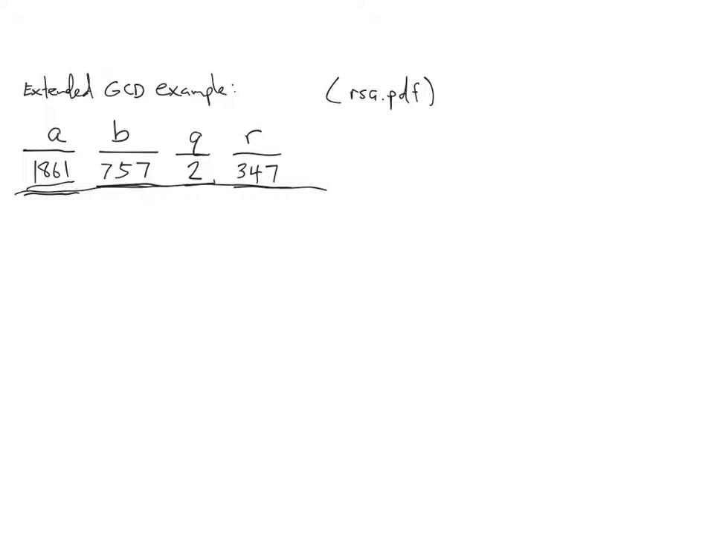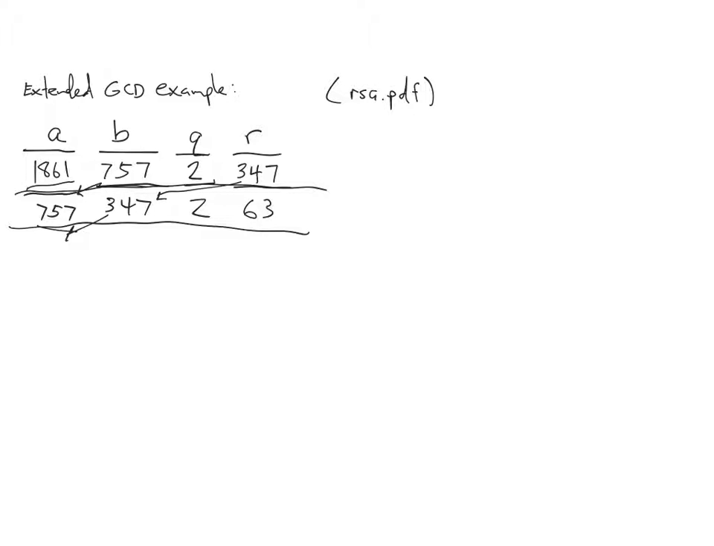And now here's the whole algorithm. The B takes on the role in the algorithm of A, and R takes on the role of B. So maybe the Q and the R should be switched, but I'll leave it this way. So now we just have to divide 757 by 347. 757 divided by 347, oops, is 2.18. So I'll subtract the 2 and multiply by 347, and we get 63.